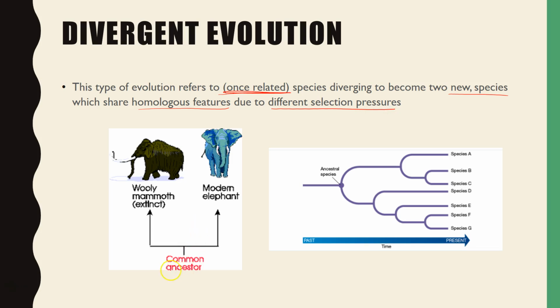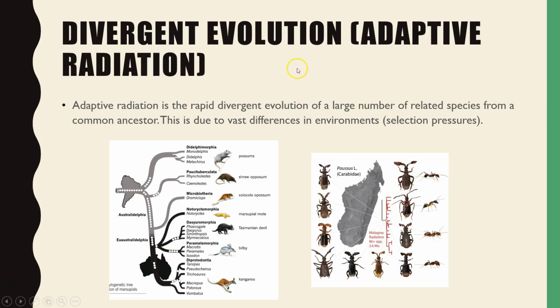So, for example, we have a common ancestor which gave rise to the modern elephant and the woolly mammoth. You can look at an ancestral species here, and that will diverge or split into 2, and therefore create species A, which will then split again into species B and C over time. The other type of divergent evolution, a specific subset or sub-example, is adaptive radiation.